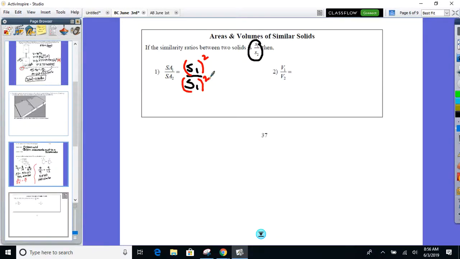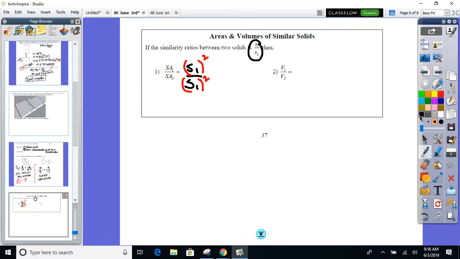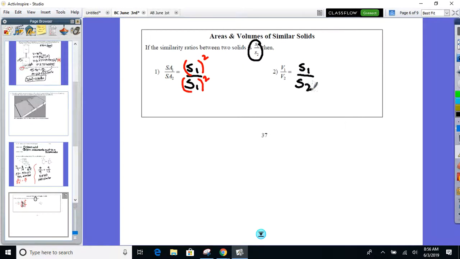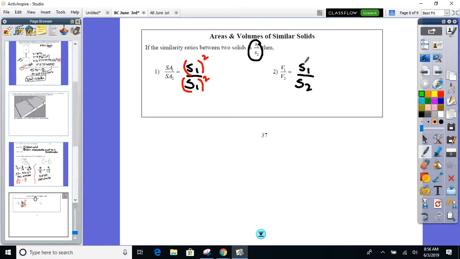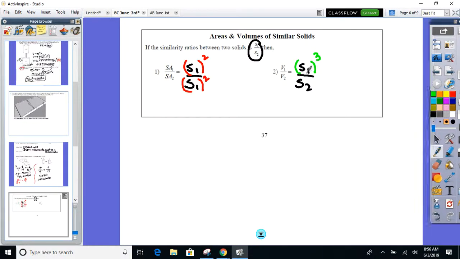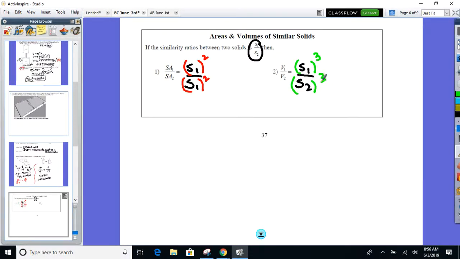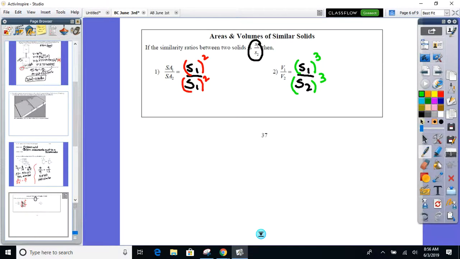And I'm sure you can guess, just based on how we leave the units for any volume problem, what are we going to do with the side ratios? Cube them. Yep. If I want to get to the volume ratio. All good?